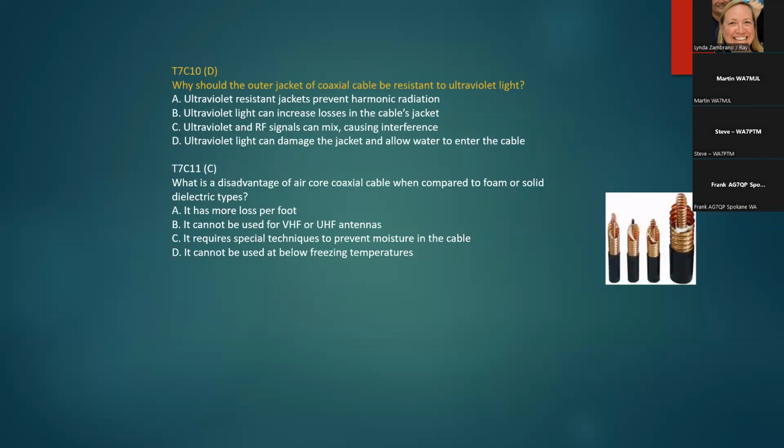Question C10. Why should the outer jacket of a coax cable be resistant to ultraviolet light? Ultraviolet light can cause damage to the cable jacket and allow water to actually get in there, which goes back to the previous questions, which says that moisture will cause very nasty damage to the cable and actually cause the cable to fail.